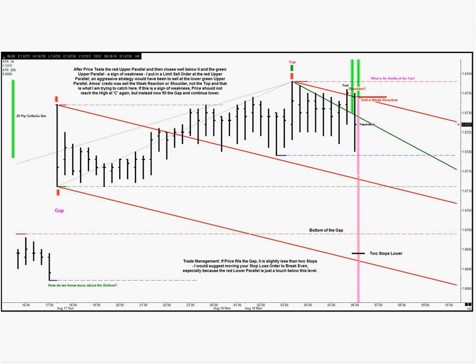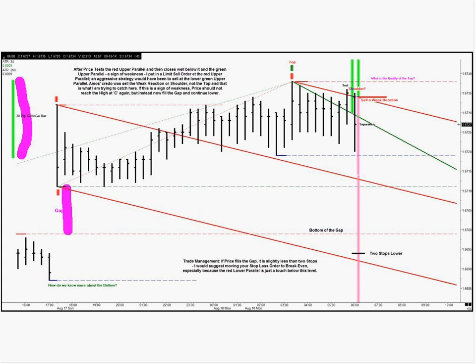So here's what I want to do. Again, I'm using a 20-pip go-no-go bar. I'm willing to risk 20 pips. That's one stop. I've already got 4+ in my account that I made from the prior trade. The gap is still open.